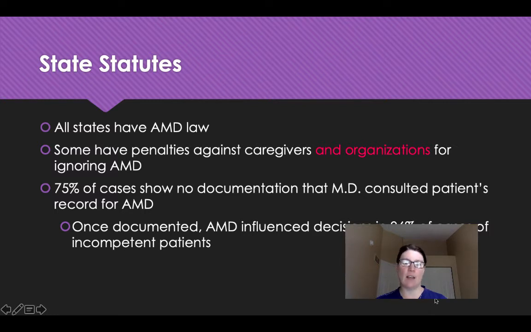That is definitely not the case. You need to follow the format. Some states call it healthcare proxy. Some states actually call them a living will, but they're actually a specific form that the state has set up.